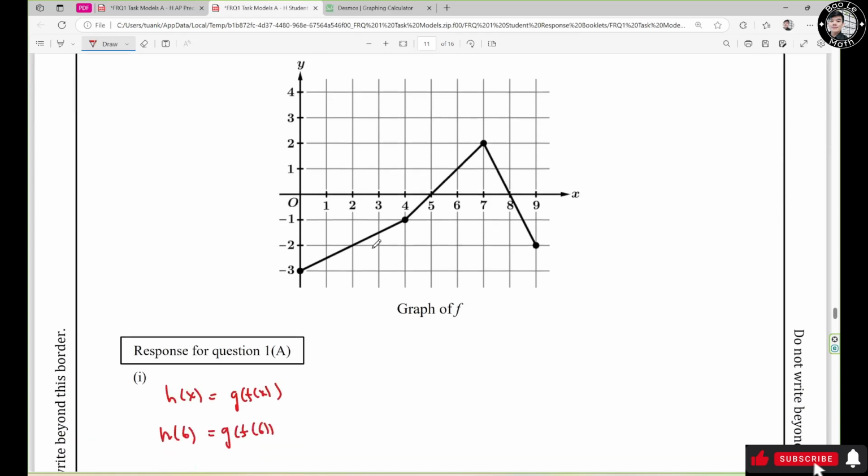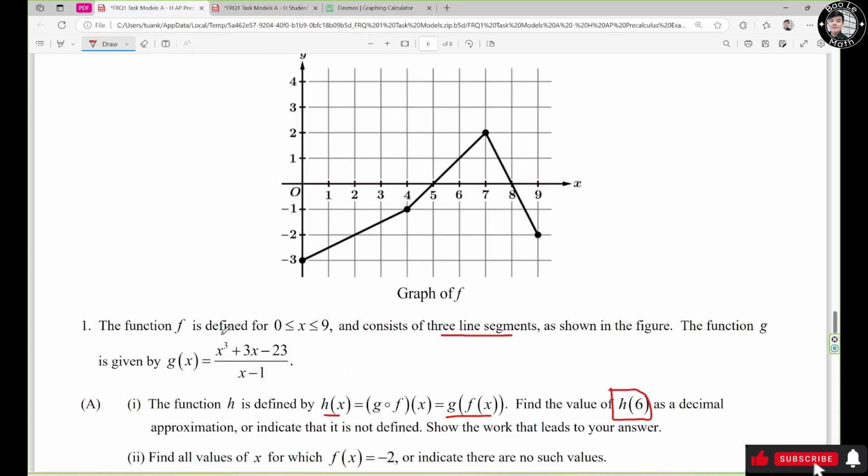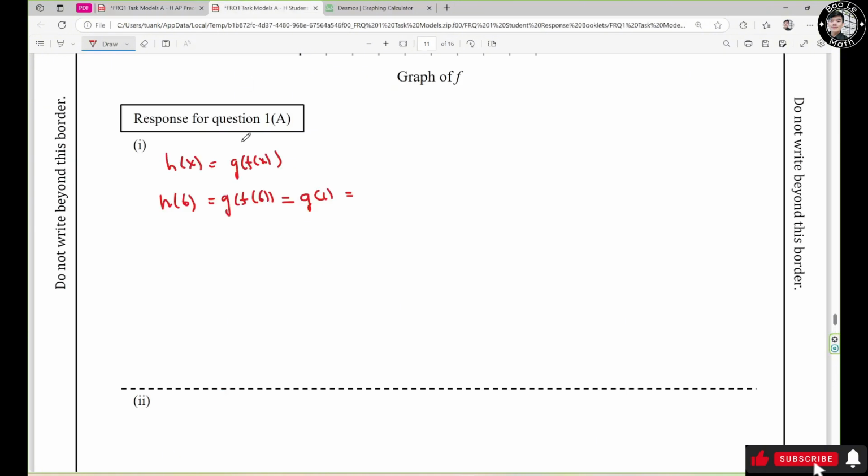So we look at this one. f of 2 is going to be 1 right here, right? So this one is the same thing as g of 1, right? Now we need to use the function g given by this guy right here, right? So it's going to be 1 to the power of 3 plus 3 times 1 minus 23 over s minus 1, which means 1 minus 1, right? So this one is the same thing as negative 19 over 0, right? This one is undefined.